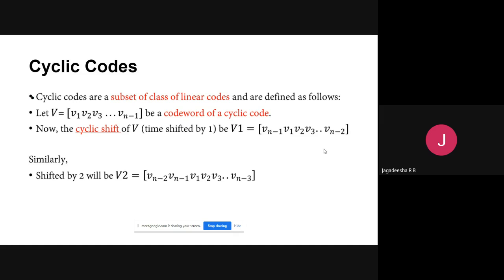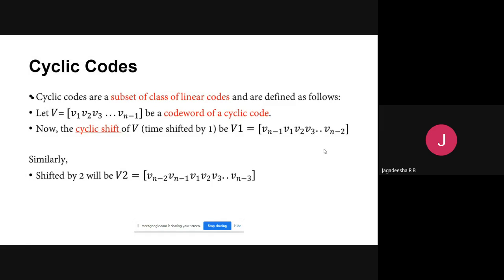Similarly, shifted by two positions, how would it look? That means you need to shift again by 1 more position to the right. So the last bit was Vn minus 2, that will come to the first position. That means it will take a cycle. And Vn minus 1, which was at the beginning, moves to the second position. And V1 will move to the third position. V2 will move to the fourth position, and so on. So this is again shifting by 1 more bit position, Vn minus 2, and so on.